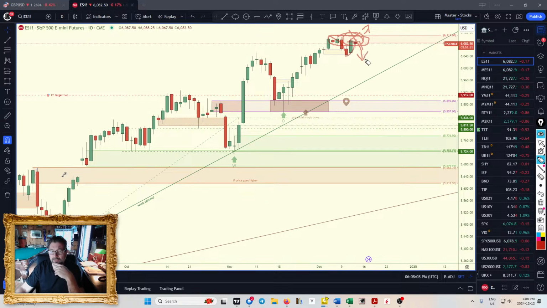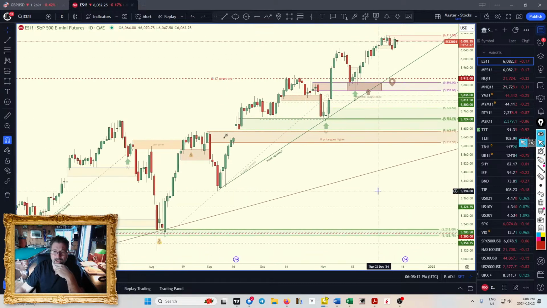We rallied in and then we saw the drop. I think there was some positive news yesterday, inflation data or something, as price was going up. Let's see what it was.